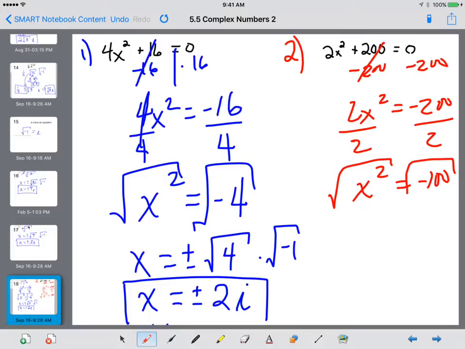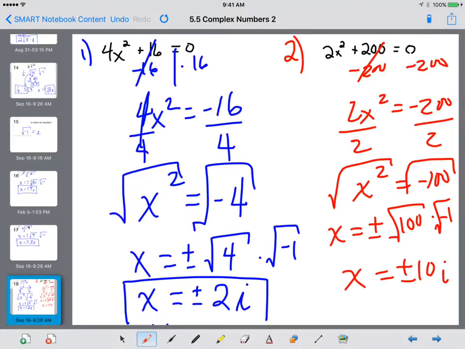Need to take the square root of both sides. So we have x equals plus or minus the square root of 100 times the square root of negative 1. And I'm left with plus or minus 10i.